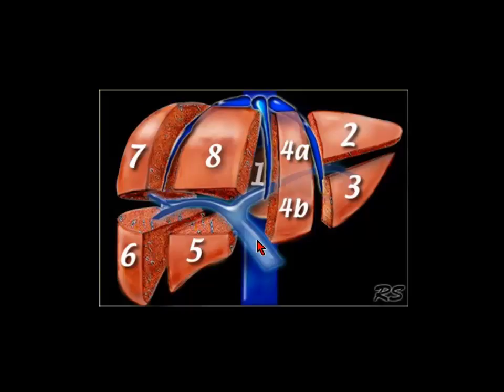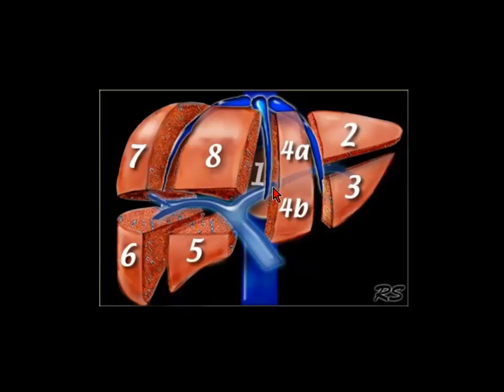Now you come down, and then you look at the portal vein, and below the portal vein and on the right of the left hepatic vein is segment 3. So segment 3 is the lower part of the liver. 2 is the upper part. So as you come down from the diaphragm, the first part you're going to touch is segment 2, and on the side you will touch segment 8. So that's the dome here.